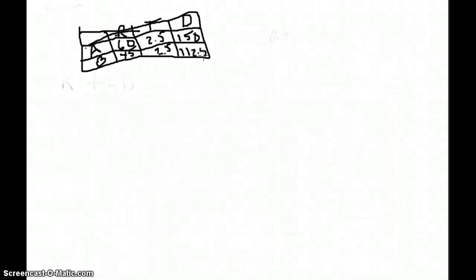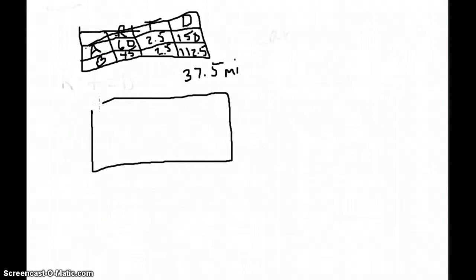And the question is, how much further did one go than the other? Well, you subtract these two and you get 37.5. So that is the number of miles difference in those two vehicles. Okay, the next one is about traveling from Austin to San Marcos. And let me set up my box here.